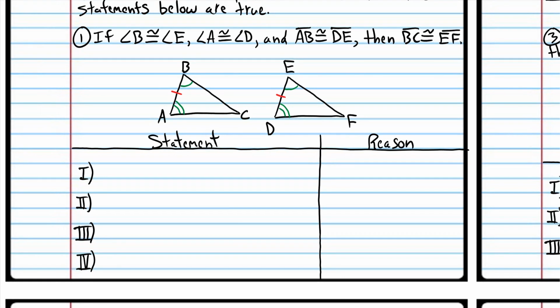So let's start with the given information. Angle B is congruent to angle E, and angle A is congruent to angle D. That's given. And we also know that AB is congruent to DE. That's given.